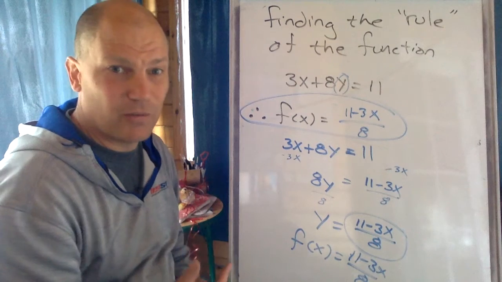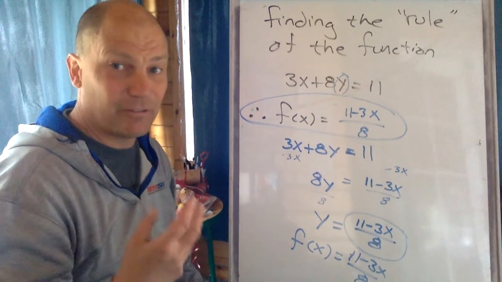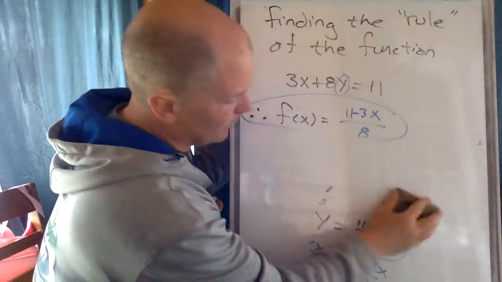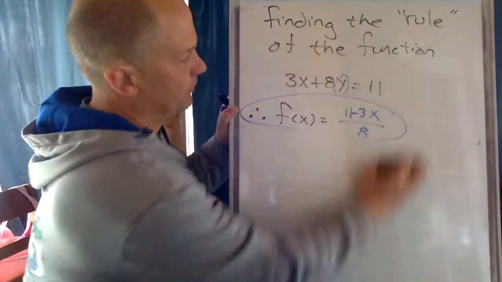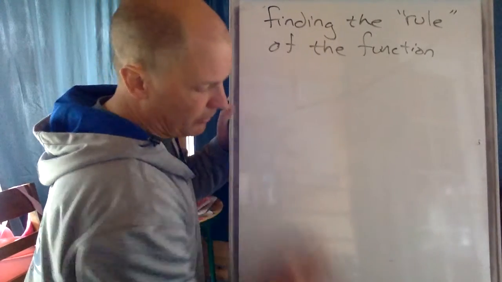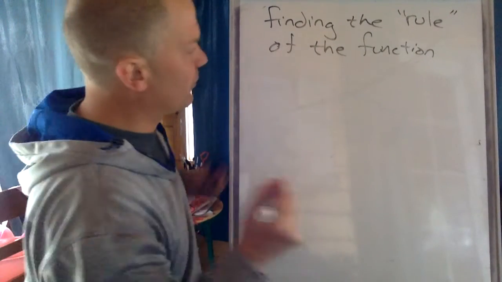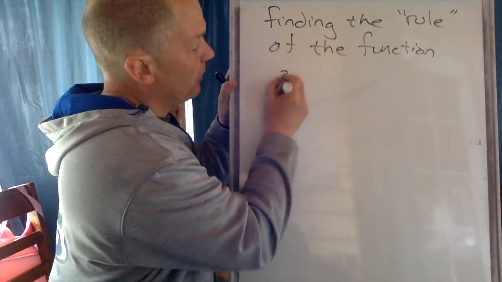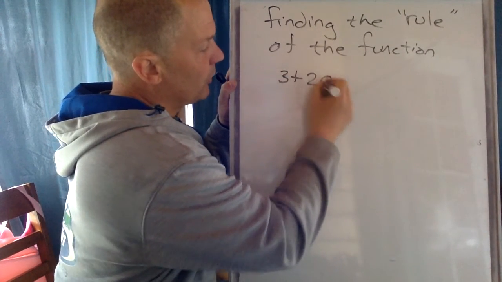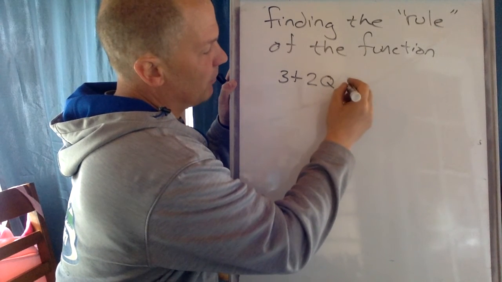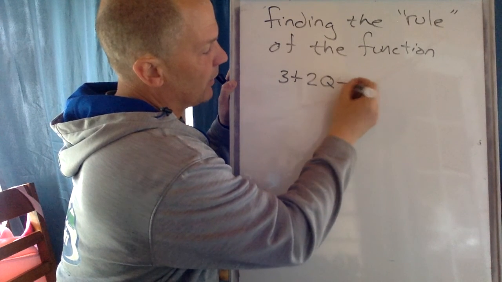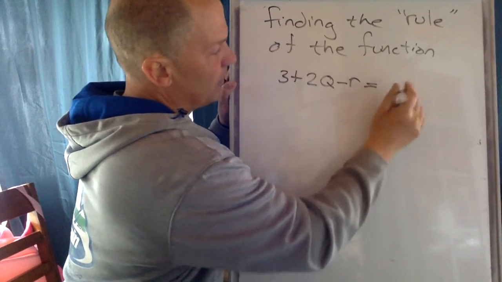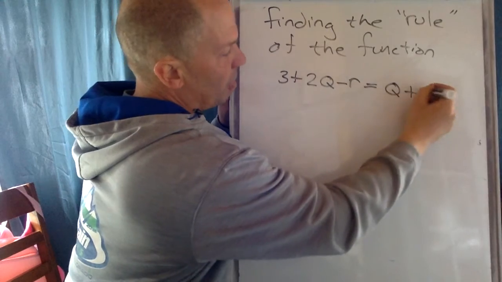I want to do another one where I'm just going to write it out slightly differently, but the process is the same. Okay. Here we go. So here's the equation that you have. It is 3 plus 2q minus r equals, no, how about q plus 3r?